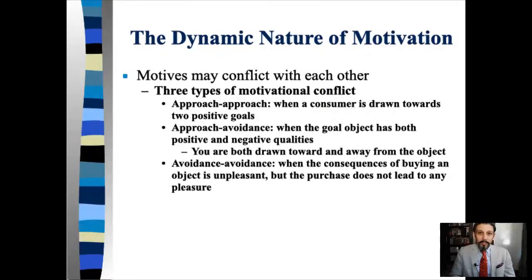Sometimes what happens with motives is that they conflict with each other. There are three types of motivational conflict. There's an approach conflict, when a consumer is drawn towards two positive goals. So you can do this thing, you can do that thing, but you can only do one of those two things, physically or from a financial resource perspective. You might not be able to go for both.